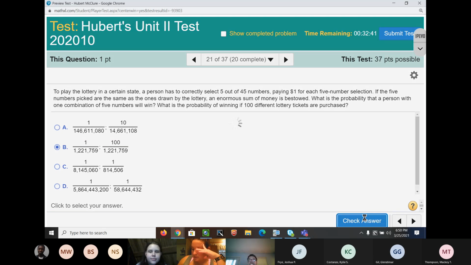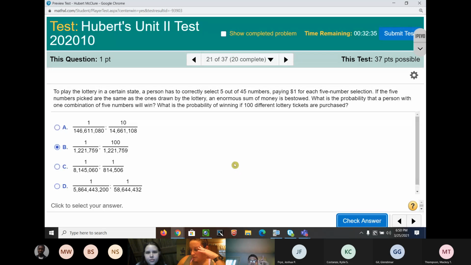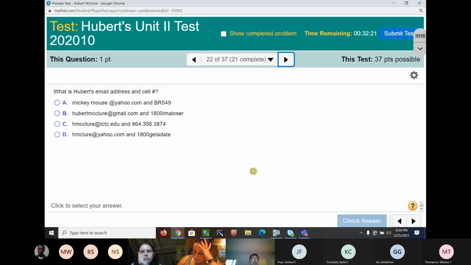So there's 2 indicators there that tell you to pick the answer. 1, the only one with 1 and 100 in the numerator. And 2, the 45 combination of 5. That's your denominator. Next, and that's the only one that has a phone number.